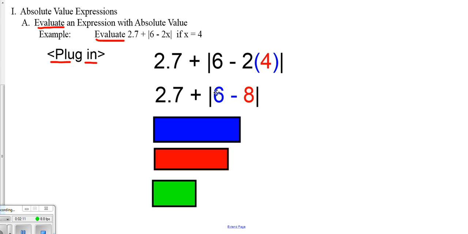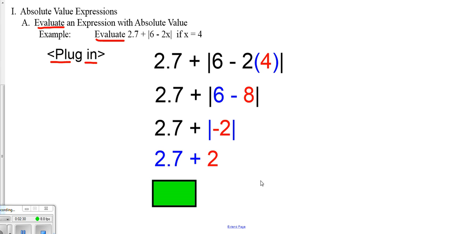So now we're doing what's inside this absolute value. It's kind of like a parenthesis, so we want to do it first before we do anything on the outside. 6 minus 8 is actually -2. So now it's 2.7 plus the absolute value of -2. Well, the absolute value of -2 is +2, or just 2. So 2.7 plus 2 will give us our final answer of 4.7. That would be how to evaluate an expression with an absolute value. Just plug it in, and that absolute value means solve everything inside first and make it positive.